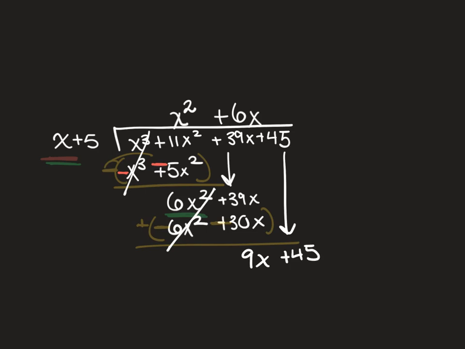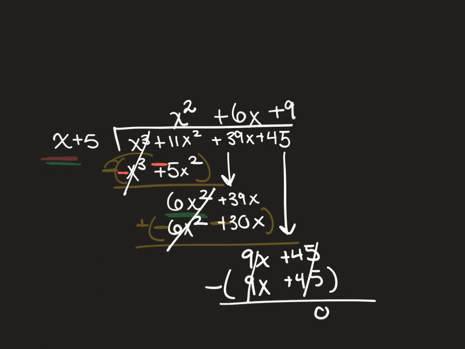What do you multiply x by to make it become a 9x? Well, you multiply by a 9. 9 times x is 9x. 9 times 5 is 45. When you subtract this entire thing, the first one cancels out and this cancels out. So this has no remainder.